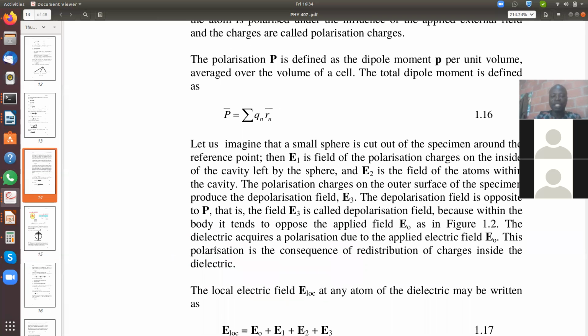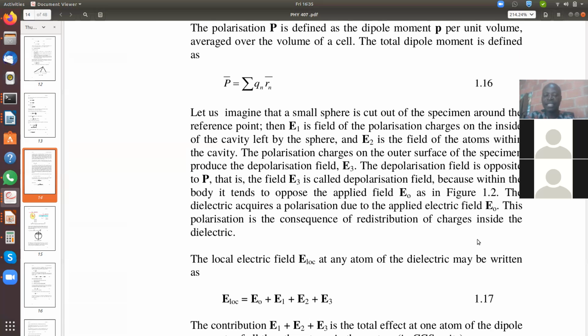So we say that the dielectric acquires a polarization due to the applied electric field E naught. The concept is that if you have a crystal and you have a dielectric of the crystal, once you introduce an external applied electric field, the dielectric will acquire polarization. This polarization is the consequence of redistribution of charge inside the dielectric, meaning that in the presence of an applied electric field, polarization takes effect, and when it does, it affects the charge distribution within the dielectric.